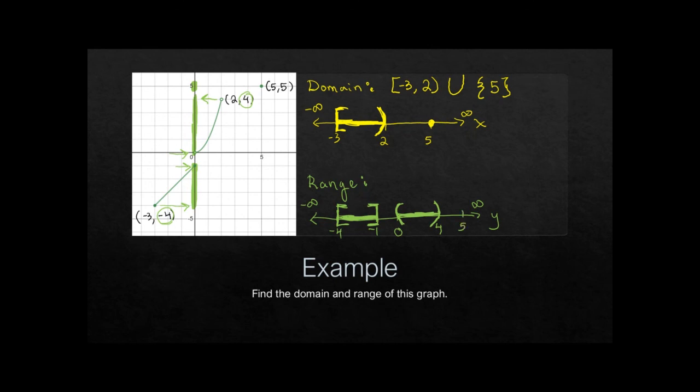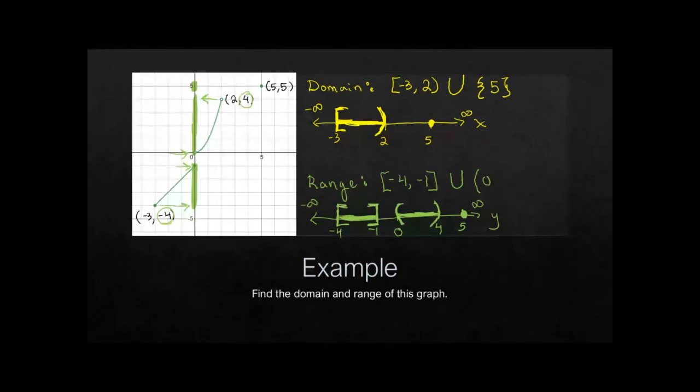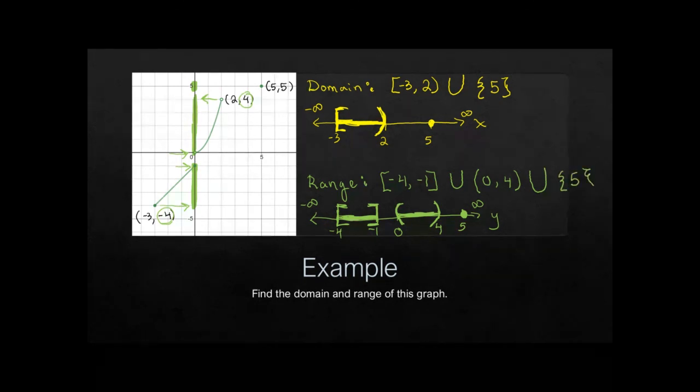And then at 5, we just have a single dot and it's closed. So I'm going to just draw that dot. So I've got 3 separate pieces of my graph that I'm putting together. When I write the range, I have my bracket at -4 to -1, and then I need to combine it with a second piece, so I have my union symbol. Then I have my second piece from 0 to 4 with parentheses. And then I have a third piece, which is the y value of 5. If it's a single number, we just put it in curly braces.